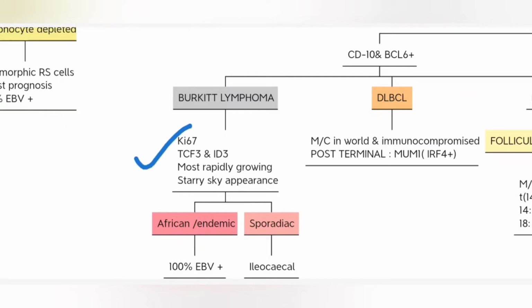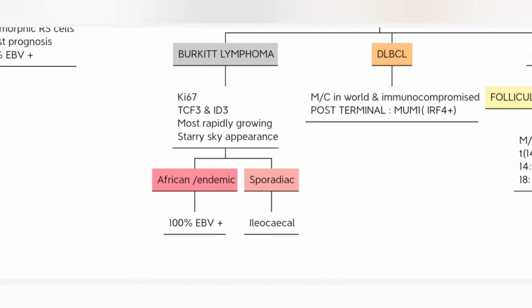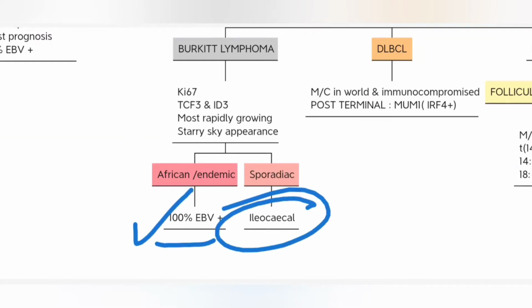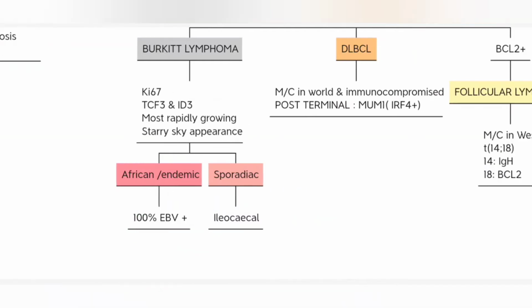TCF3 is T cell factor 3 and ID3 is inhibitor of DNA binding protein. You don't need to remember the full forms, but you can remember just the abbreviation. Then it is of African or endemic type and sporadic type. Remember, the African type is 100% associated with EBV and sporadic type has ileocecal involvement.